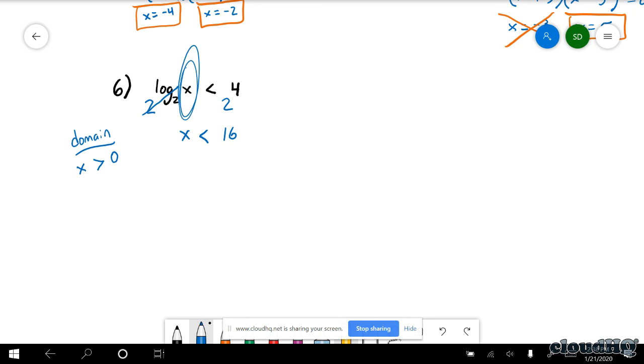Are those two things contradictory? Less than 16, greater than 0? Somewhat. Some of the numbers less than 16 are not greater than 0. Would you agree? So only the ones that are greater than 0 work. So it has to be between 0 and 16. Both of those are open intervals. 16 itself did not work. 0 itself does not work. Has to be less than 16, also has to be greater than 0.